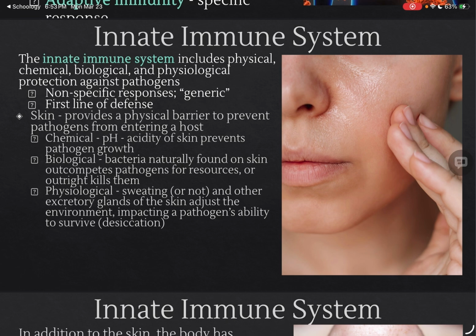Chemical: the pH of our skin is actually slightly acidic, which helps prevent pathogen growth. Biological: bacteria are naturally found on our skin, which then outcompete the pathogens for resources and can outright kill them. So if a pathogen lands on our skin, not only is the pH going to attack it and cause an environment where it can't thrive, but there's already bacteria that's naturally there that we have a symbiotic relationship with that is going to outcompete it for resources. And then finally, physiological: sweating, or maybe not sweating, like another excretory gland. The skin adjusts to the environment, which will impact the pathogen's ability to survive.